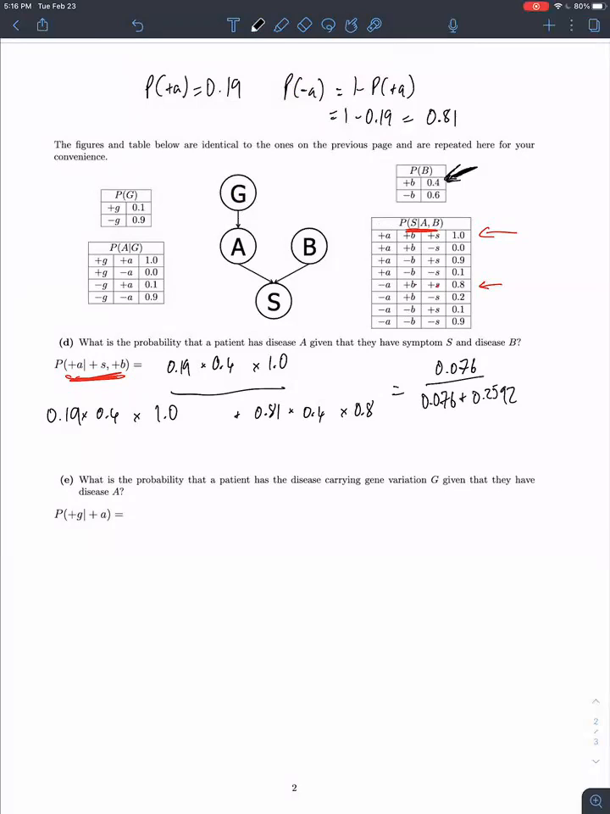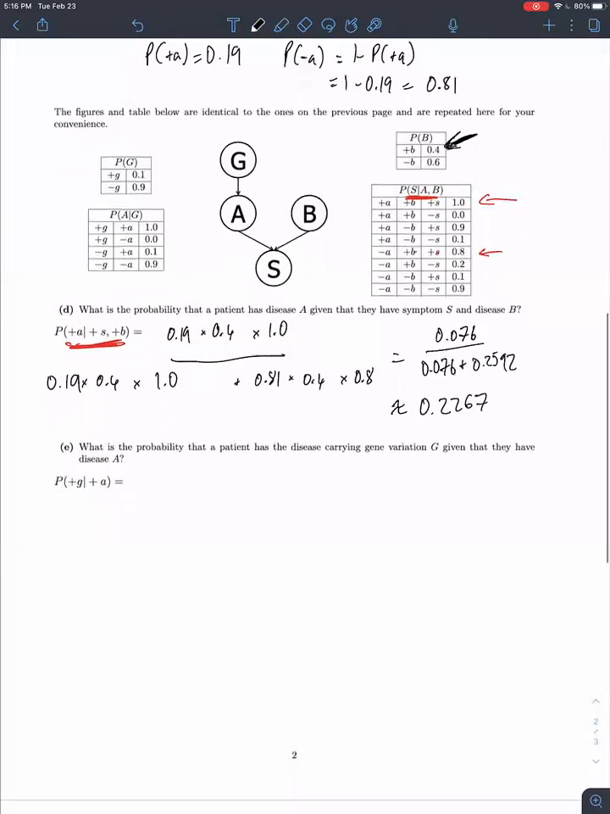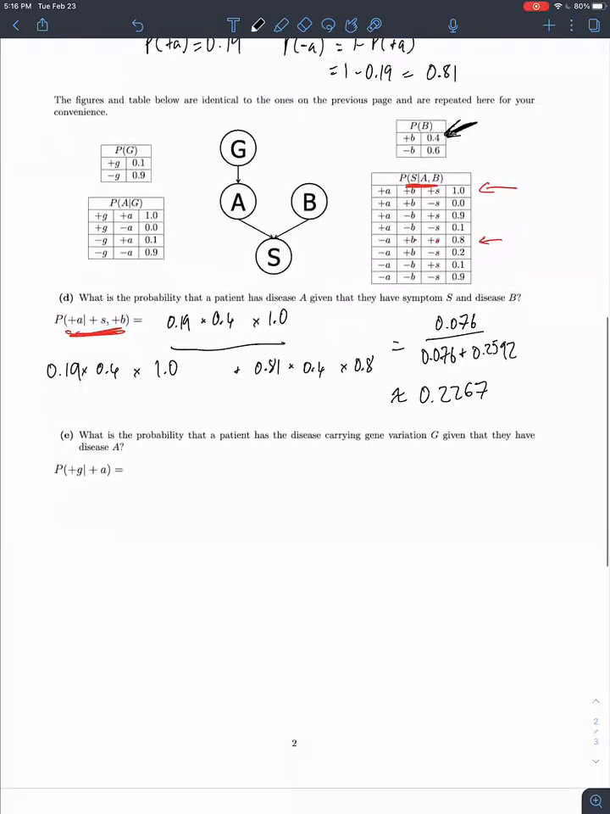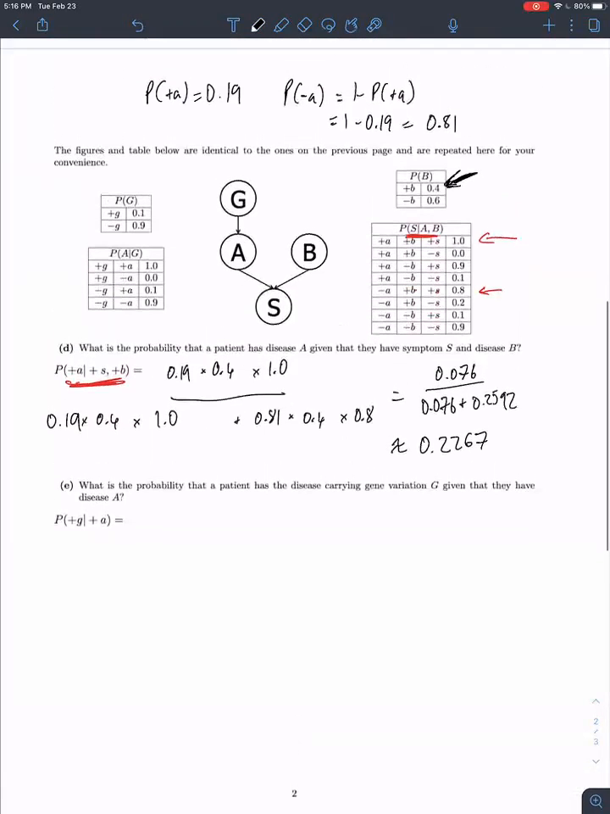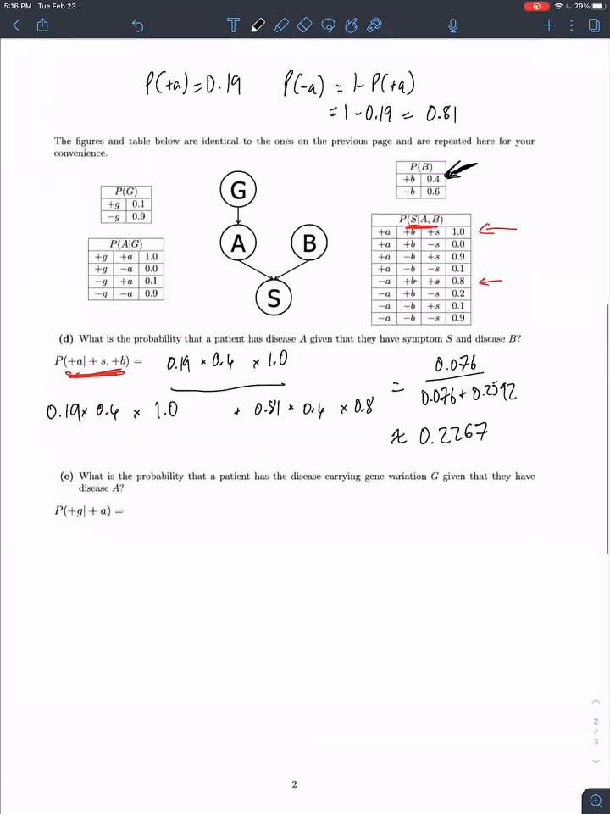And this fraction is approximately 0.2267. So if you have symptom S and you have disease B, you're not that likely to have A. So there you go. But you're still a little bit more likely to have A than, you know, just an average person. All right, next question.